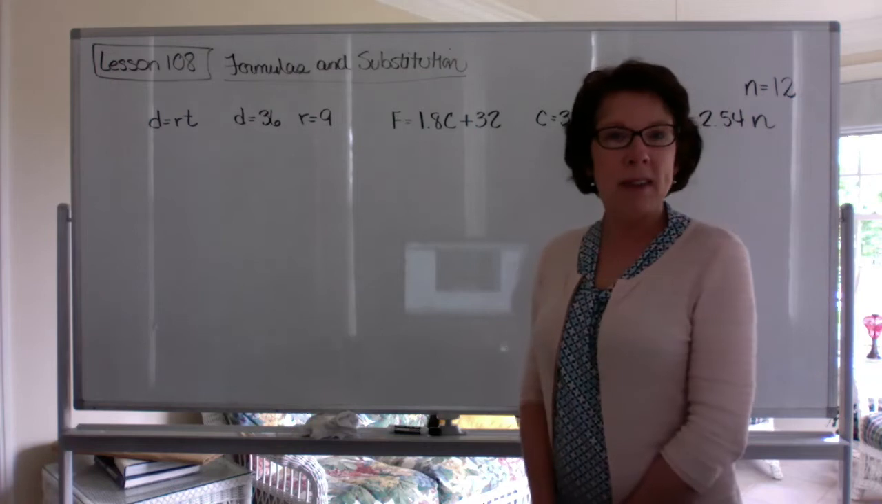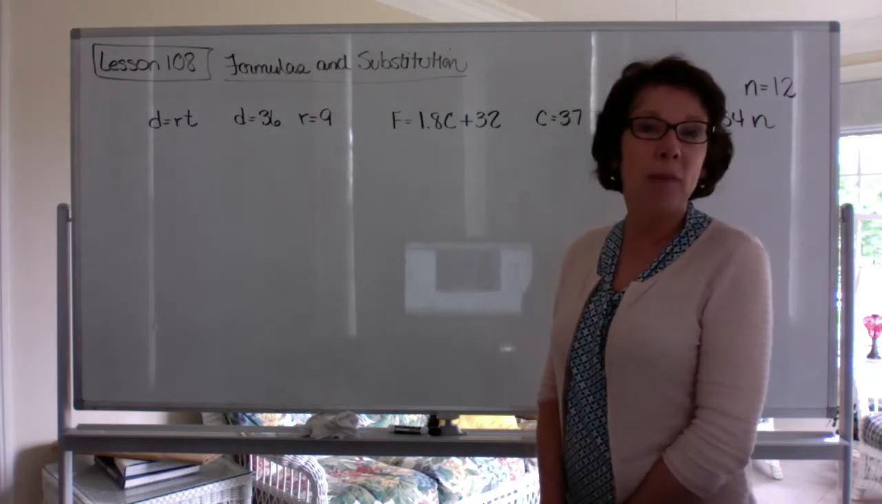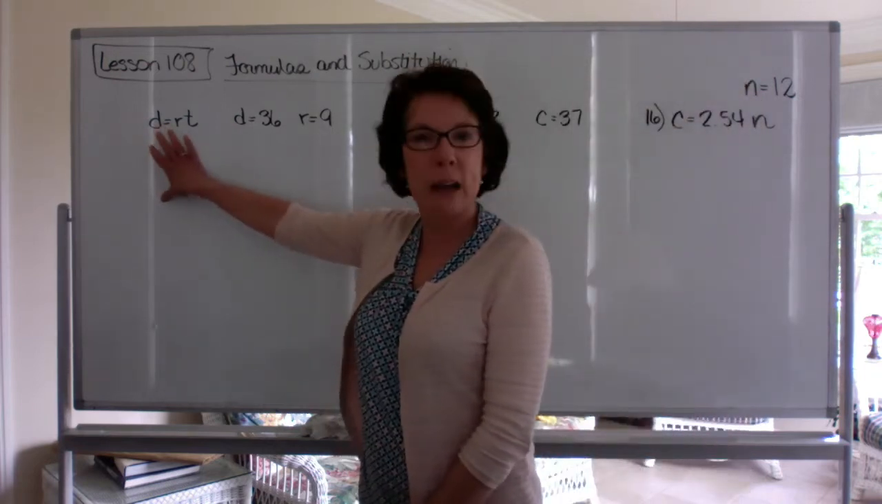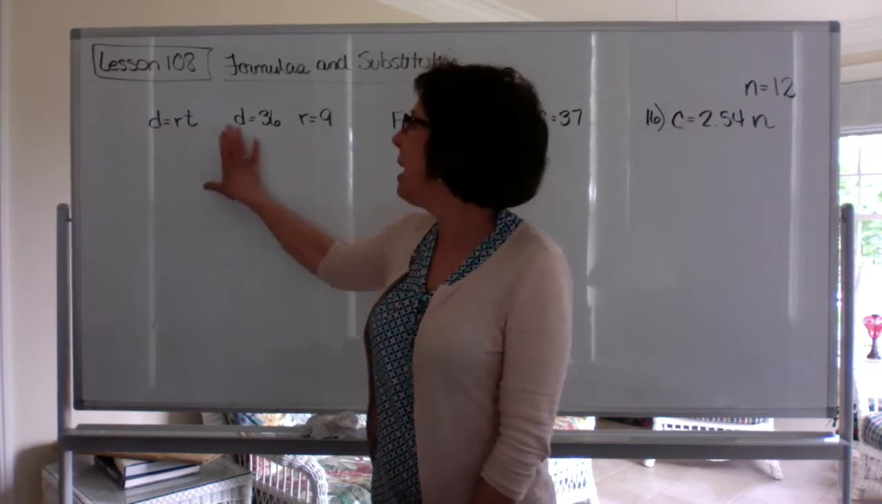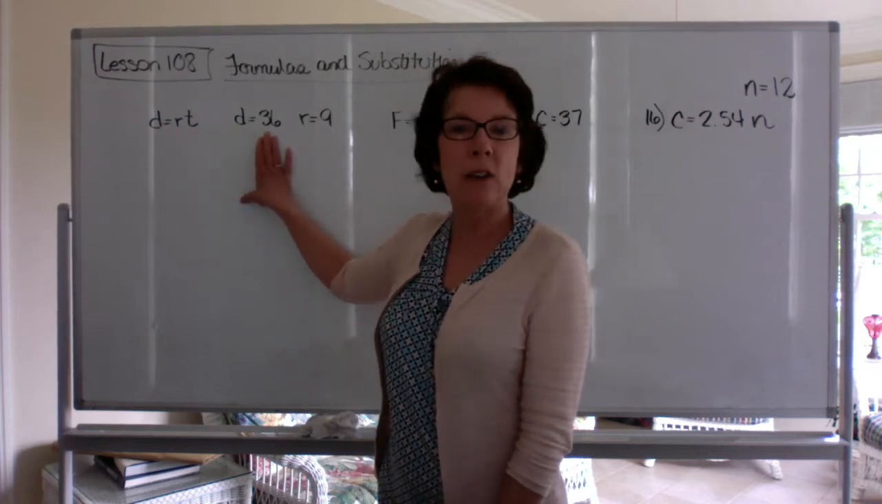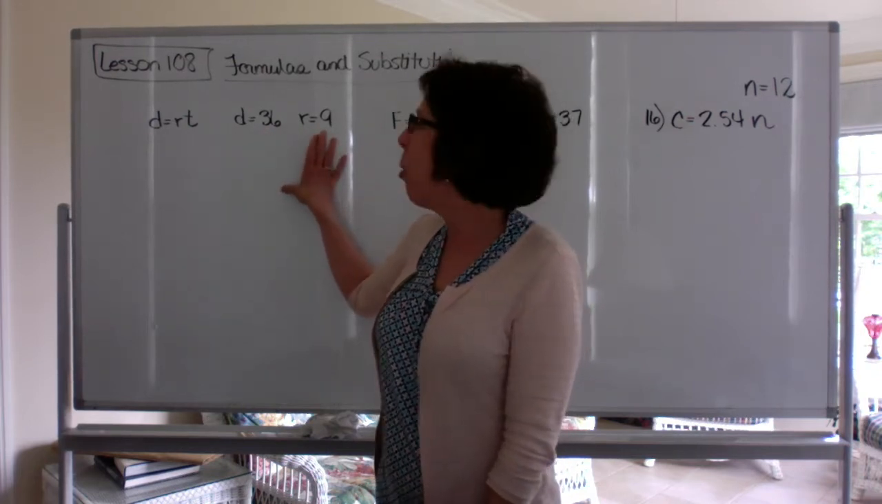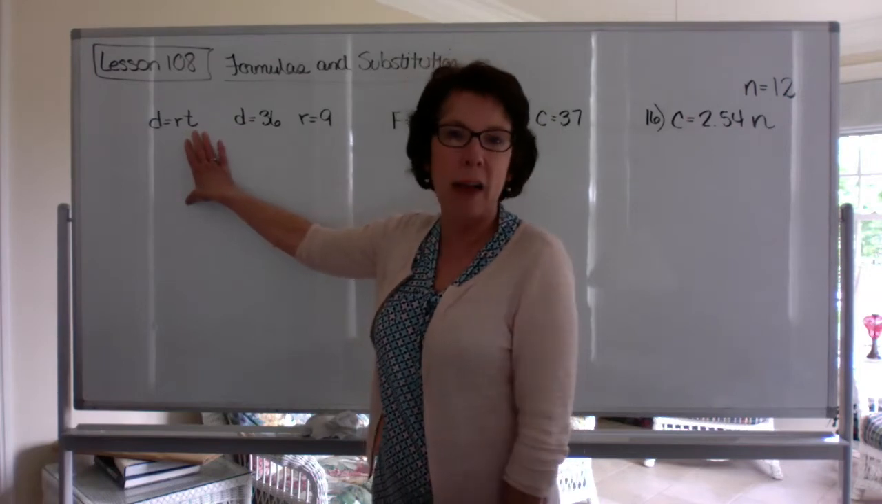Well, the great thing about this lesson is I've been making you do formulas and substitution all year. So all we're going to do is take a formula. Let's take this first one, for example. This is our dirt formula. Distance is equal to rate times time. And they've given you the value of the distance, 36, and they've told you the rate is 9, and they want you to find the missing variable t. We want to find what the value of t is.